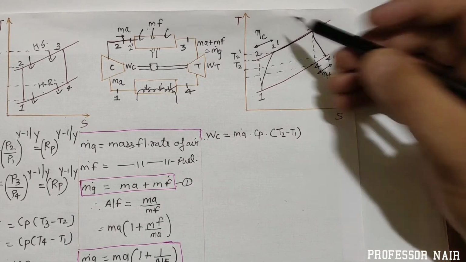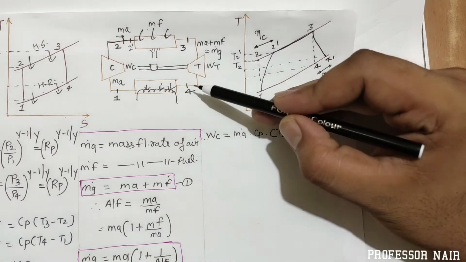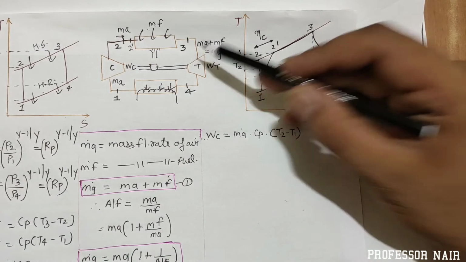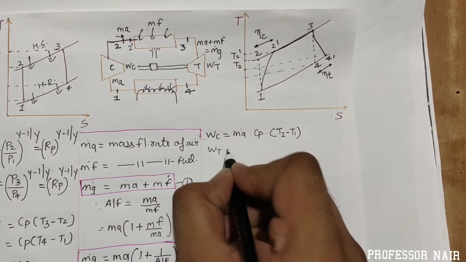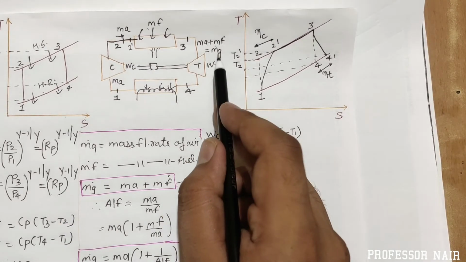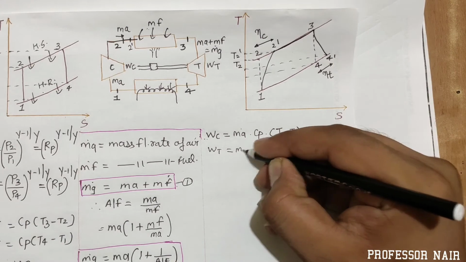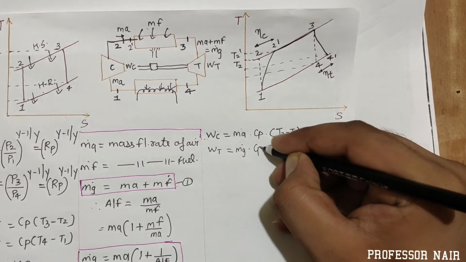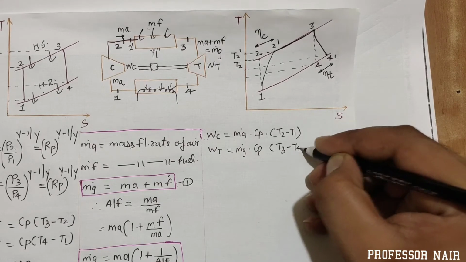Correct. Similarly, for the work of turbine, is 3 higher or 4 higher here? Yes, 3 is higher. So I will write here work of turbine equals mg, the mass of gas, dot Cp into (T3 minus T4).